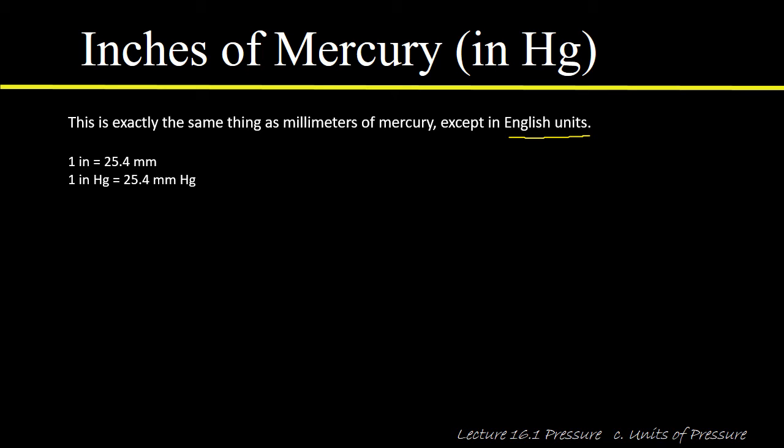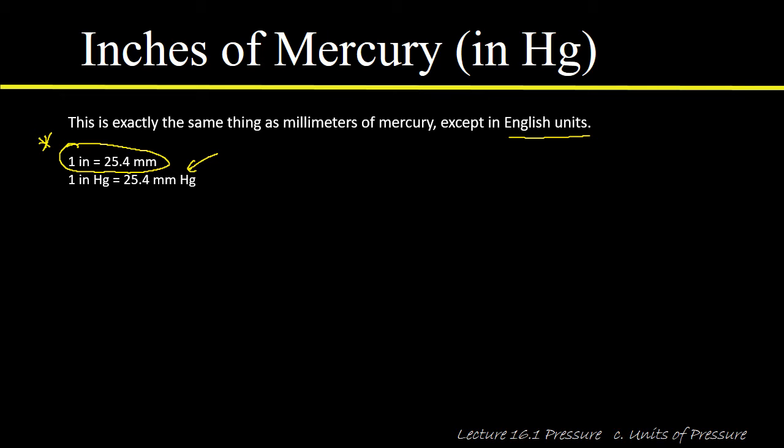And if you remember your metric to English conversions, 1 inch is 25.4 millimeters, and therefore 1 inch of mercury is 25.4 millimeters of mercury. Okay. That's really not a pressure conversion in a sense. It's really just a metric to English conversion, because all we're really doing is just changing this unit between English units and metric units. Okay.